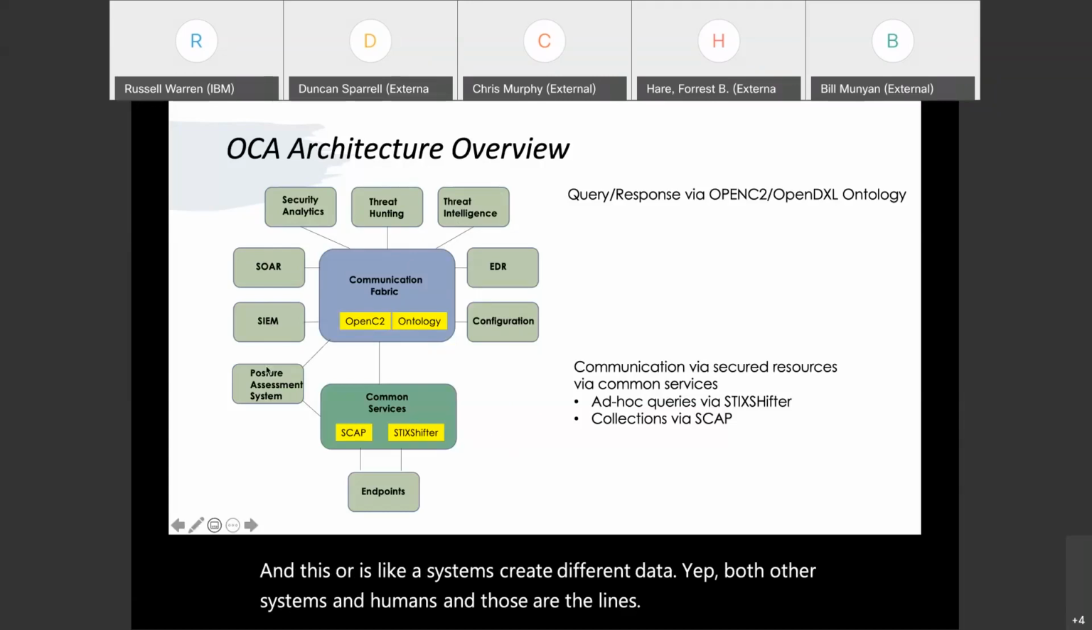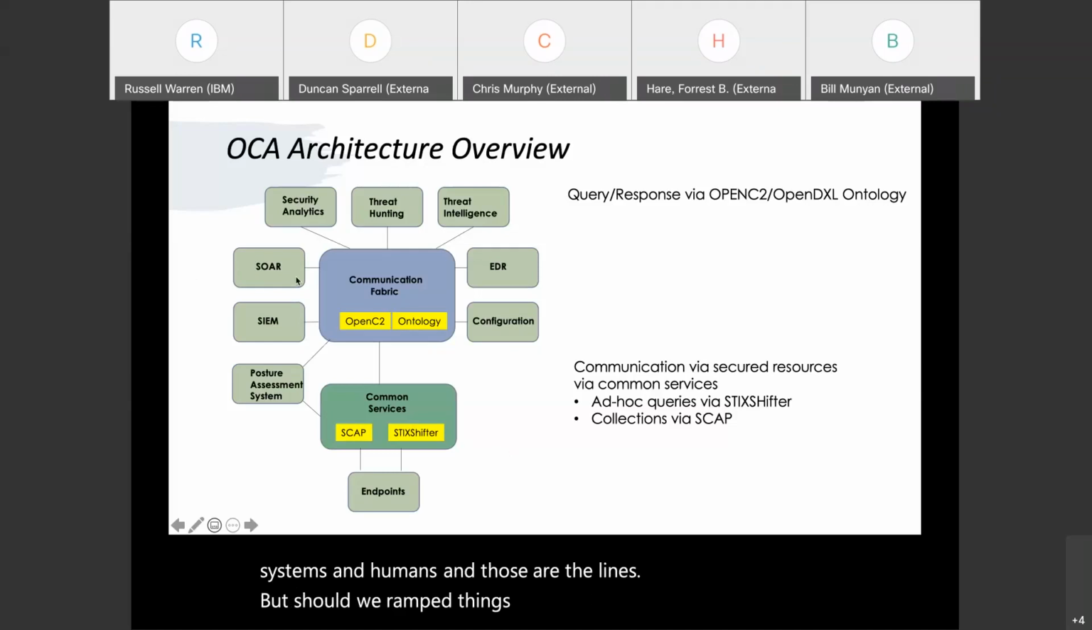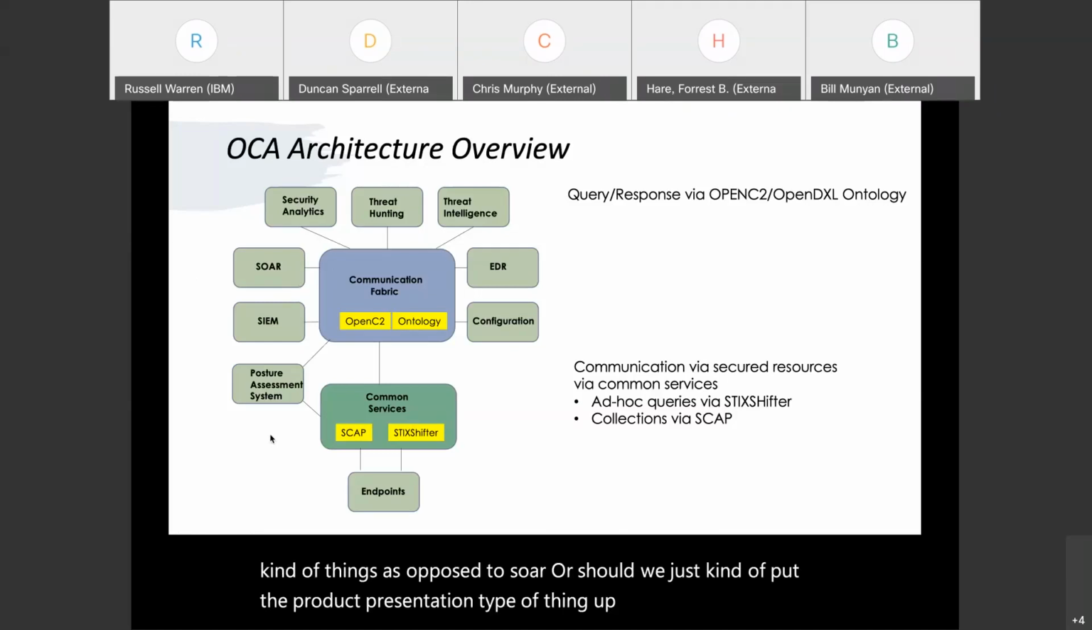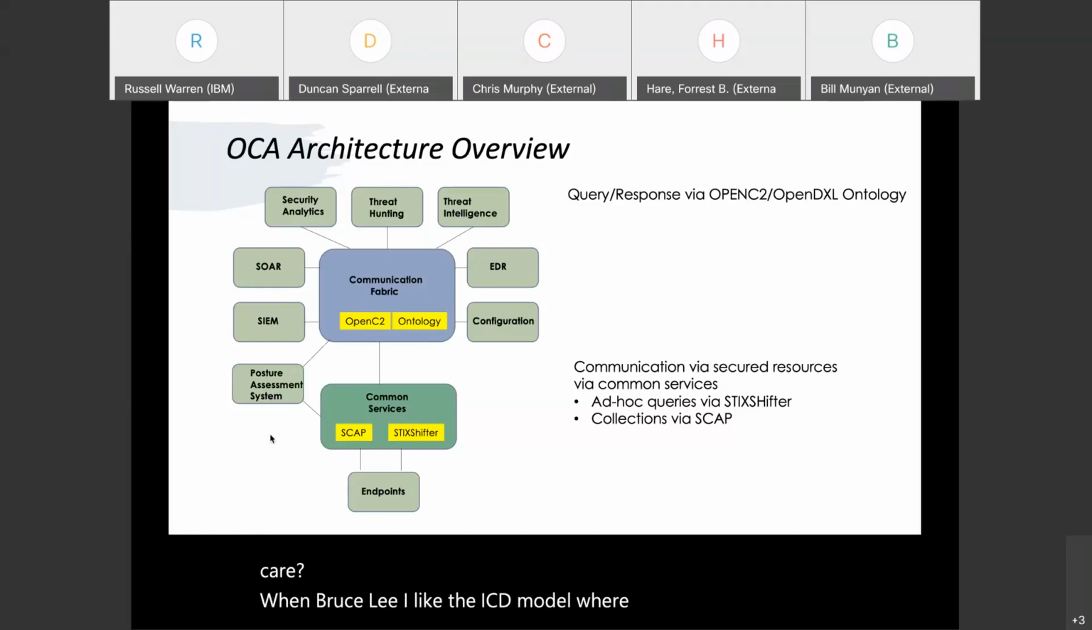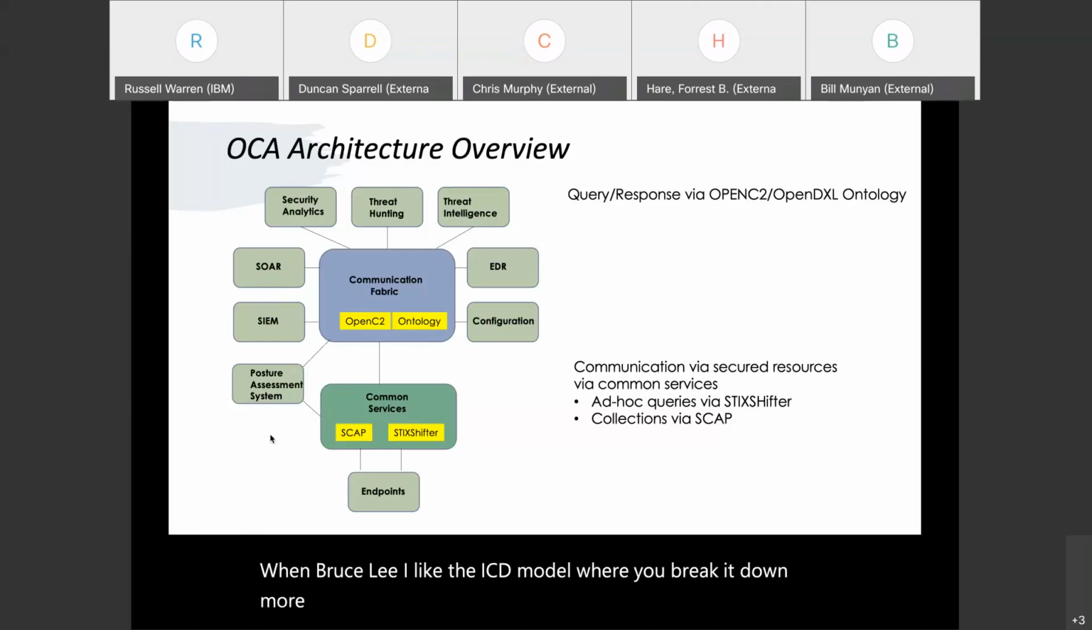Yeah. But did we lump things like a SOAR? If you saw it in the previous picture, it does a lot of things. Should we represent those kinds of functions as opposed to SOAR, or should we just put the product presentation type of thing up here, or do you not care? I mean, personally, I like the IACD model where you break it down more functionally, and sometimes products have more than one function in them. And we don't get too hung up on the fact that products have more than one function in them. But again, it depends on what your open source projects are and what you're doing.